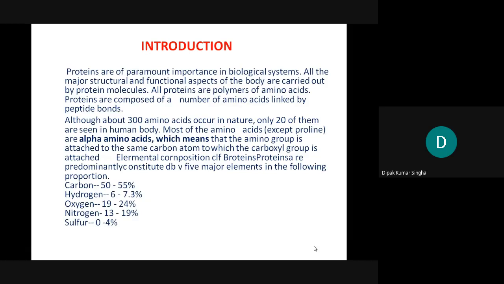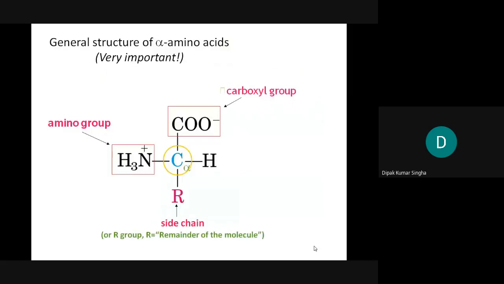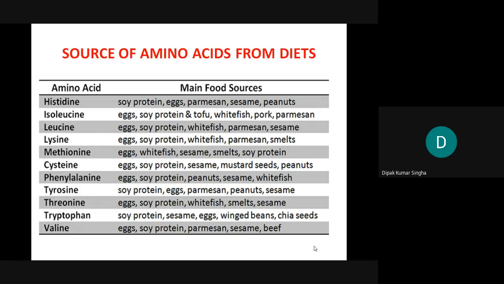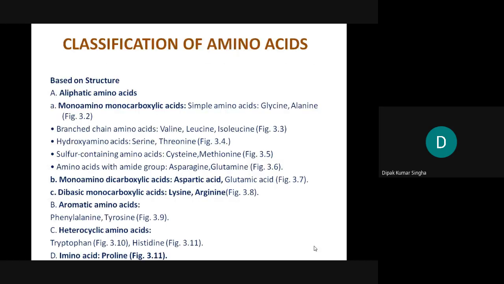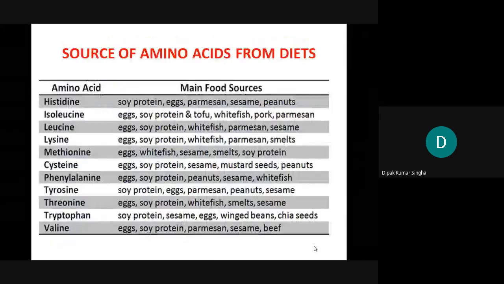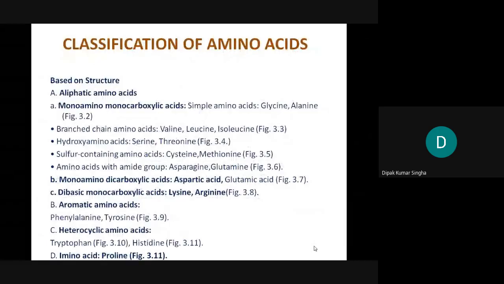So protein, obviously, contains carbon 50 to 55%, hydrogen 6 to 7%, oxygen 19 to 24%, nitrogen 13 to 19%, and sulfur 0 to 4%, and sometimes phosphorus, as in phosphoprotein. This is the basic structure of an amino acid, and amino acids are classified based on the structure.